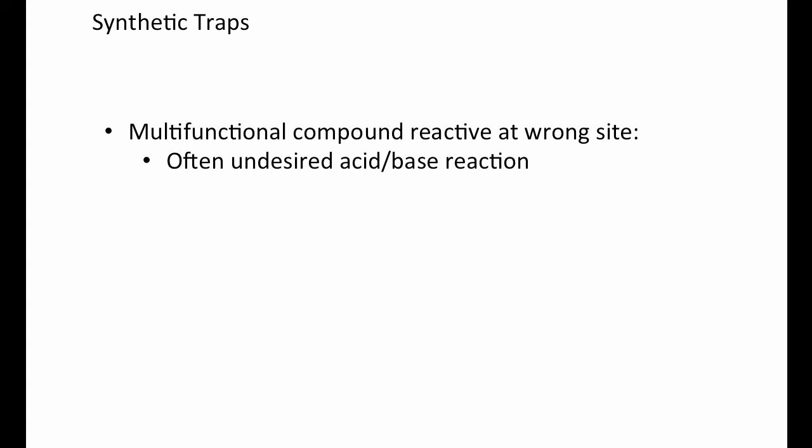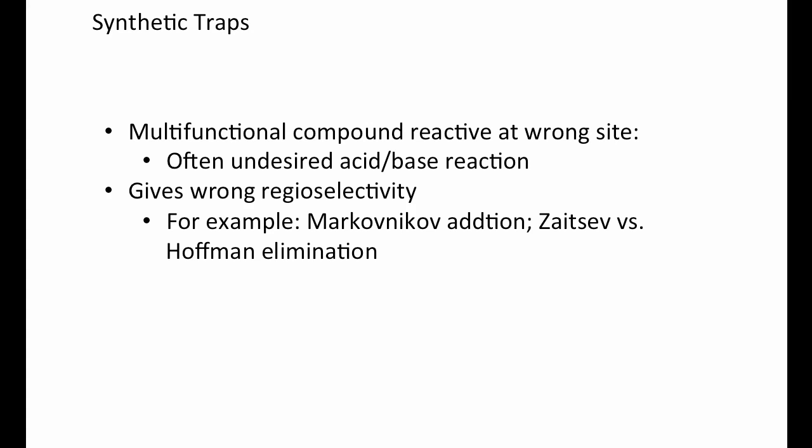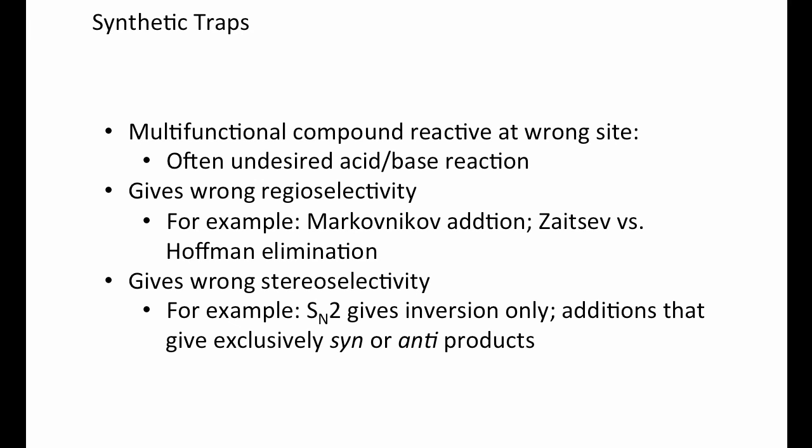So the synthetic traps, to summarize the ones you might see: if you have a multifunctional compound, you can react at the wrong site. Often acid-base reactions are the undesired reaction. You can also have the wrong regioselectivity, like we saw in the second example, Markovnikov addition versus anti-Markovnikov, or Zaitsev versus Hofmann elimination. A third synthetic trap might be to create the wrong stereochemistry.